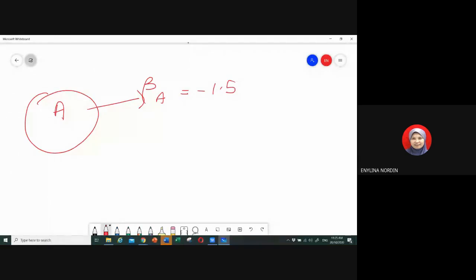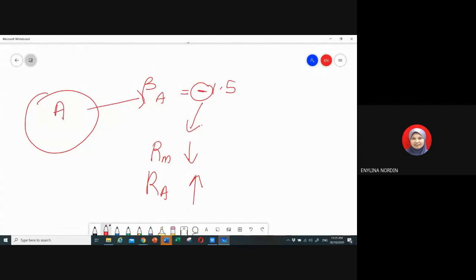What's the meaning of the negative sign here? That means returns on stock A are moving in a different direction from the market. So they are not moving in the same direction lah. Okay, so that means let's say kalau market return falls, what happened to returns on stock A? Returns on stock A increase. Why is that? Because of the negative sign here.